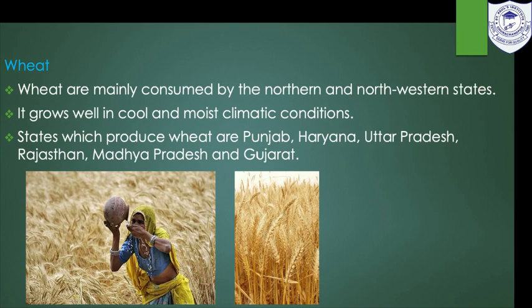Next, wheat. Wheat is mainly consumed by the north and northwestern states. It grows well in cool and moist climatic conditions. States which produce wheat are Punjab, Haryana, Uttar Pradesh, Rajasthan, Madhya Pradesh, and Gujarat. This wheat also we can sometimes find in the bazaar, in the market, isn't it? But we do not consume much, so we do not buy it much, because it is not our staple food.